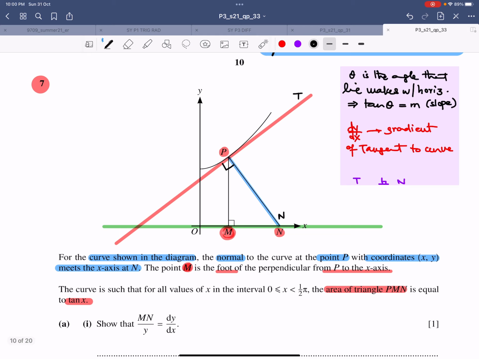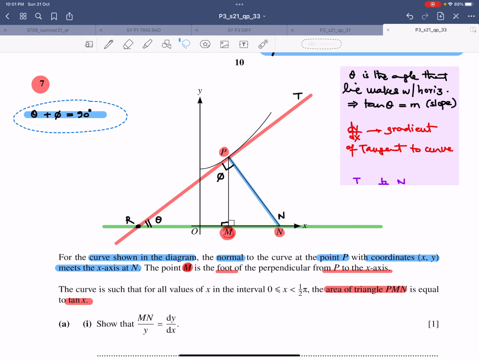Now let me label some angles. Let me label this thing as theta. Let me label this thing as phi. And naturally this one is 90 degrees. And let me label this point as r. So therefore, theta plus phi equals 90 degrees. Why? Because if one angle is 90 degrees, naturally the other two will add up to 90 degrees also. So this is the first piece of info that is beneficial for me.